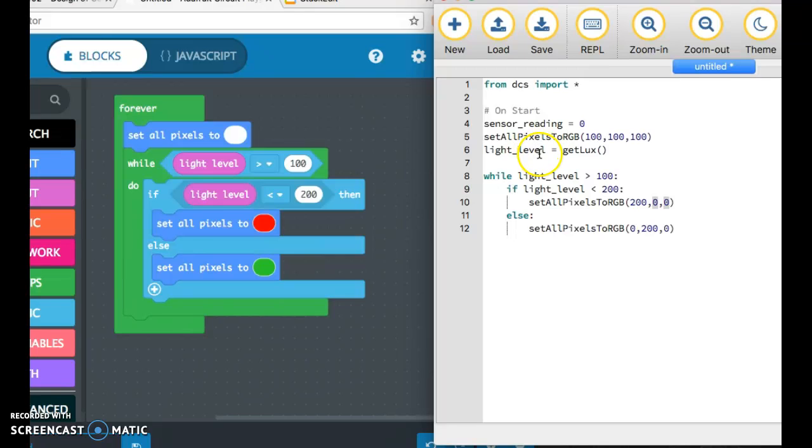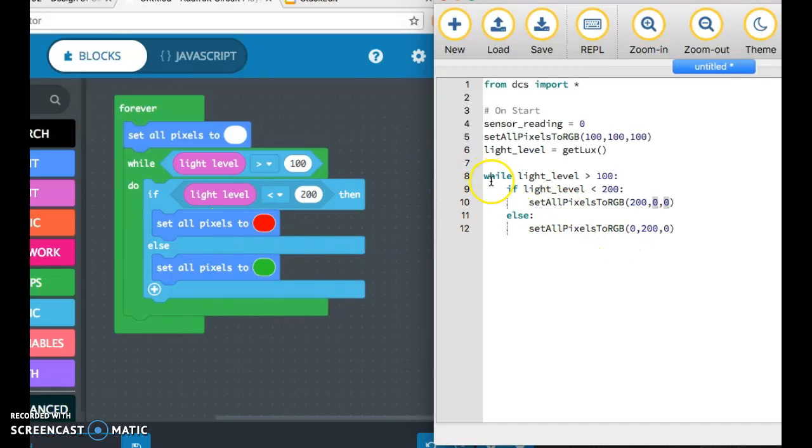And also, since Mu doesn't have these pre-programmed blocks like Adafruit does, I had to set the variable name for the light sensors as light level. Now let's get into the while loop here. As you can see, all of the parameters are exactly the same. I made sure of that.